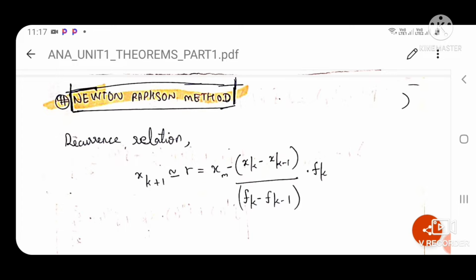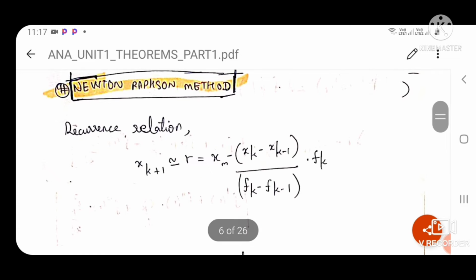People. Today we're going to find out the rate of convergence for the Newton-Raphson method. Finding out the rate of convergence for the Newton-Raphson method usually starts as usual, as we have seen in the last video. Now, this is the recurrent solution for the Newton-Raphson method. However, to further proceed on, we are going to start by using the Newton-Raphson's formula.